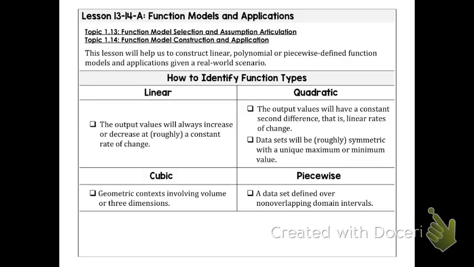Quadratic: the output values will have a constant second difference, that is, they'll have a linear rate of change, and the data sets will be roughly symmetric with a unique maximum or minimum value. If it's cubic, the geometric context will involve volume or something with 3 dimensions. And then piecewise, it would just be a data set defined over non-overlapping domain intervals.